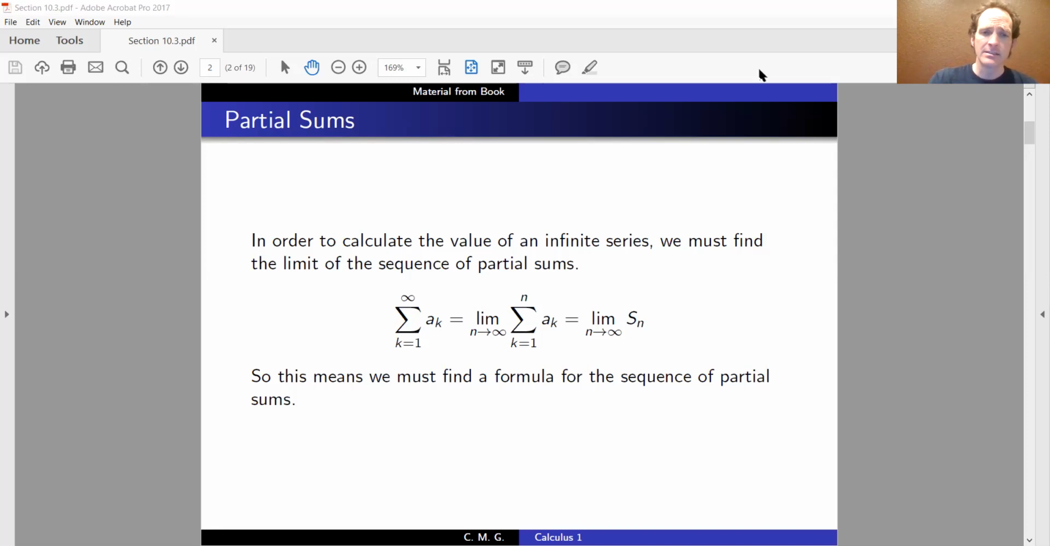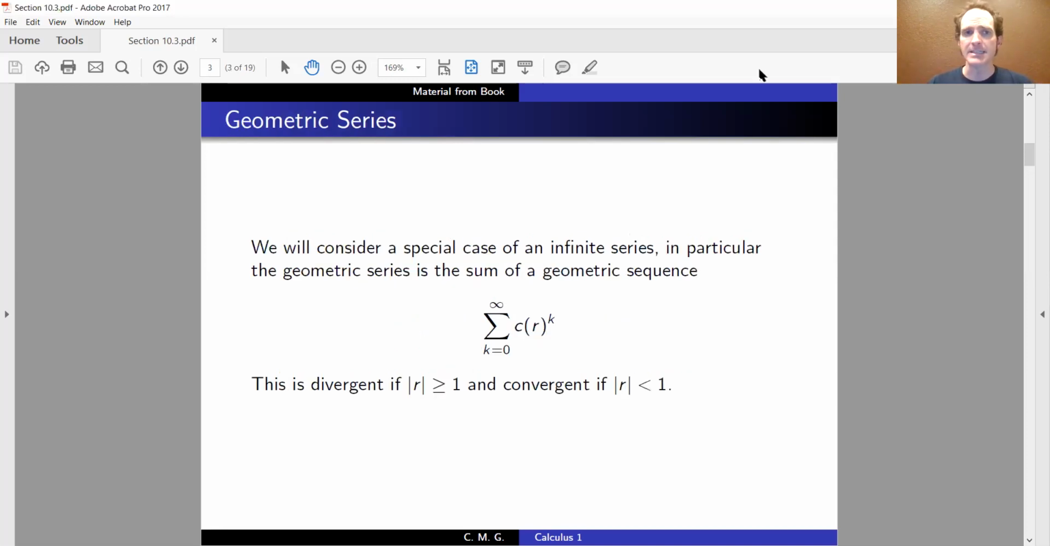All right. So we're going to look at a couple of cases. First, the geometric series is the first specific case that we want to look at. It's the sum of a geometric sequence, and the geometric sequence is the product of c, a constant, times powers of an r, a number. So I'm looking at the sum from 0 to infinity of c times r to the k.